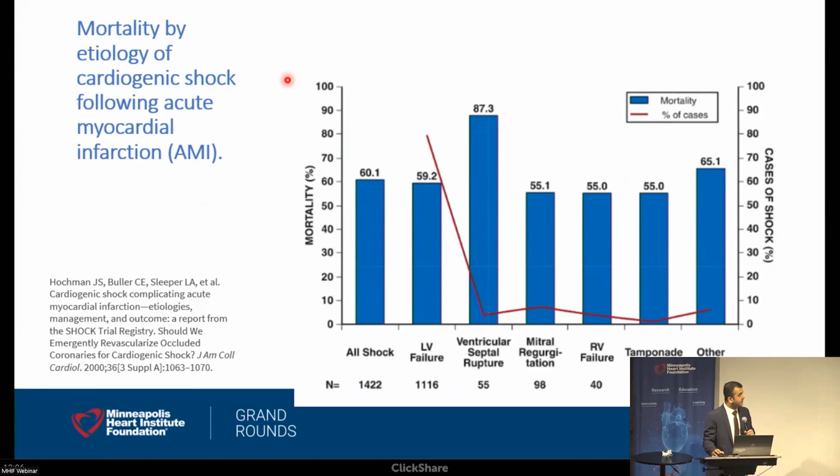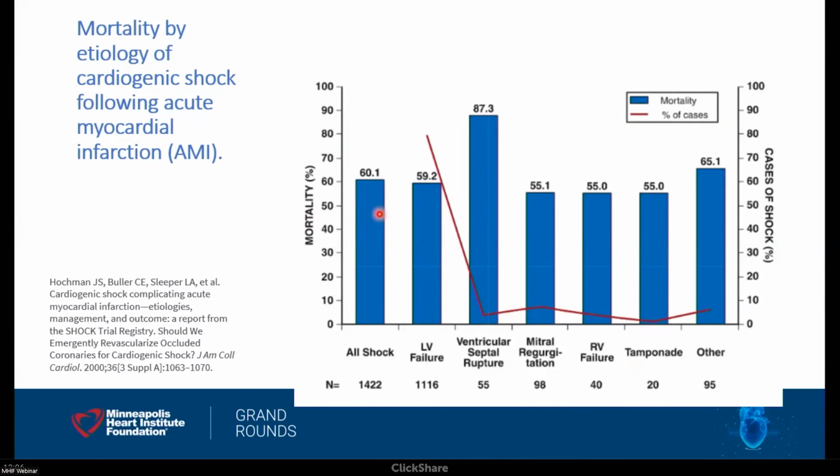One of the pivotal trials in cardiogenic shock and STEMI was the SHOCK trial. As you can see in the slide, the overall mortality in these patients is 60%. And regardless of the etiology of cardiogenic shock, whether it was mechanical circulatory failure, LV failure, or whatever, the mortality in each of the individual groups is more than 50%.